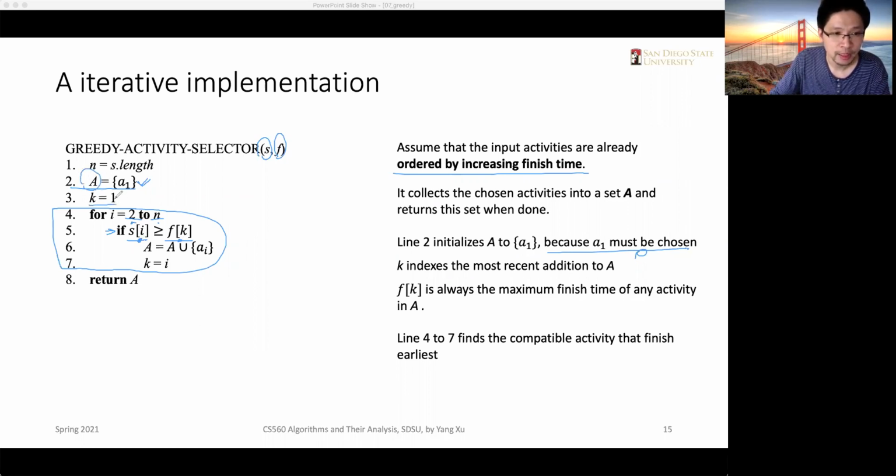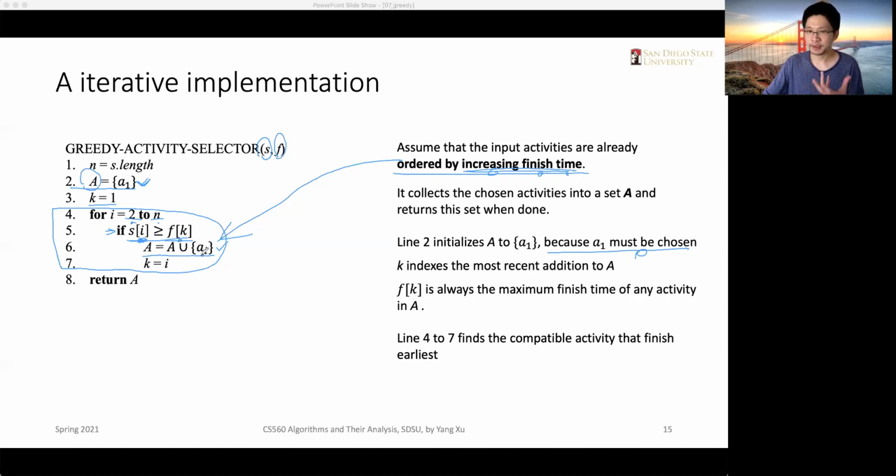At the beginning K is 1, so this Fk is just F1, the finishing time of the first activity. If this condition is satisfied, which means the starting time of activity I is later than the finish time of activity K, then activity I is compatible, and we need to select it. That's also because all the activities are ordered by increasing finishing time. So the first compatible activity that we encounter will be the one we need, because it will have the earliest finishing time.